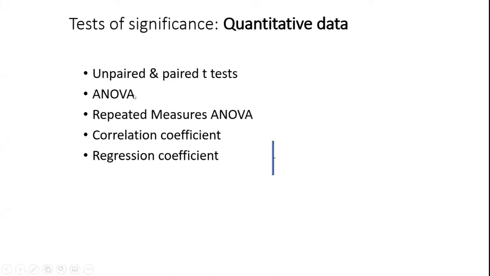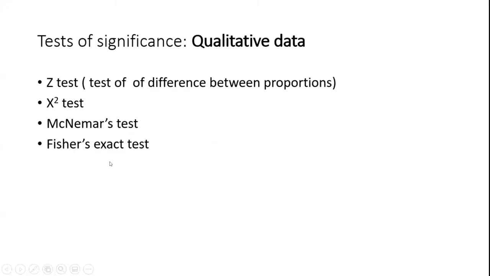If I have three groups, then it is ANOVA. If I'm measuring three different groups, then it is ANOVA. If, instead of before and after, I'm doing before, 1 hour after, 3 hours after, 4 days after, something like that, then you use repeated measures ANOVA. In addition, if you are looking at the association between two quantitative variables, for example BMI and blood sugar, both quantitative variables, then I use the correlation coefficient and regression coefficient.